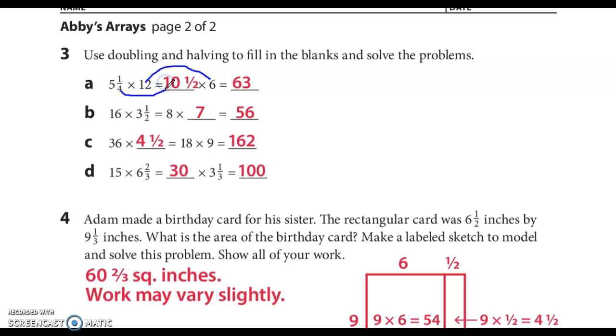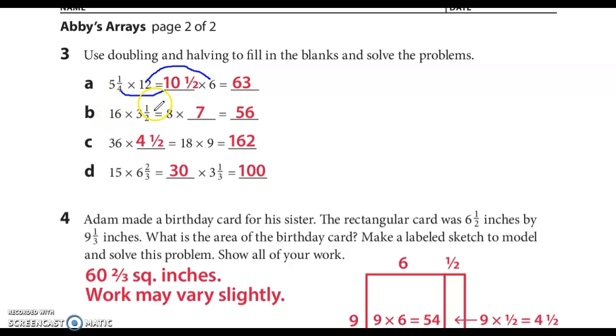So 5 1/4 doubled is 10 1/2. And so you can go ahead and multiply 6 times 10, which is 60. 6 times 1/2, which is 3, and then your answer is 63. You use the doubling and halving strategy to make your problems easier for you to do.